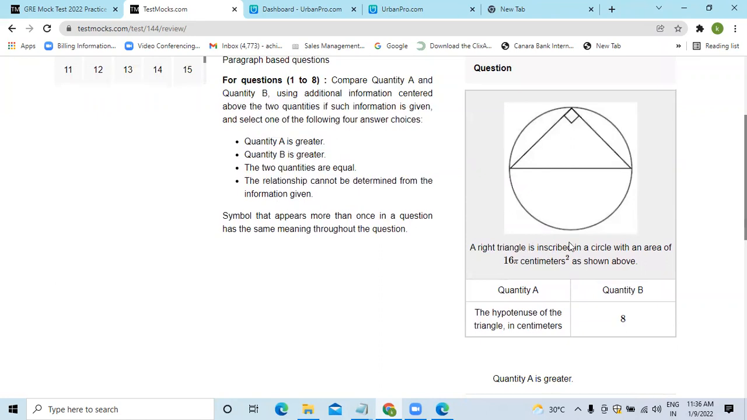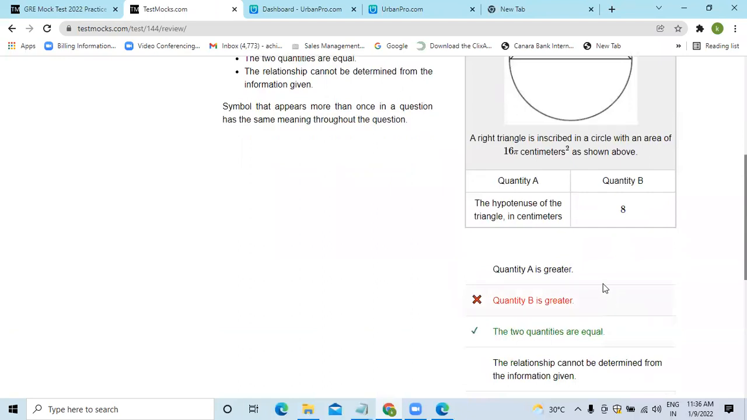A right angle triangle is inscribed in a circle with an area of 16 pi centimeters squared. So this is an isosceles right angle triangle. Two sides are equal, right? Now, the hypotenuse becomes the diameter of the circle. Quantity A is the hypotenuse of the triangle in centimeters. The hypotenuse should be the diameter of the circle. Then the other quantity is B. So the two quantities are equal.